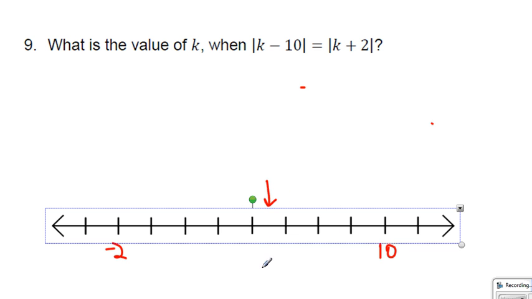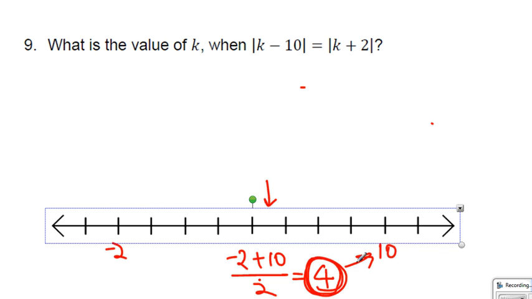In fact, just like before, we can get the average of those two numbers. Once you do that, 4 becomes our midpoint. That means 4 is 6 units away from 10, and so is 6 units away from -2. Therefore, k must be equal to 4, which is equidistant from 10 and -2. All right?